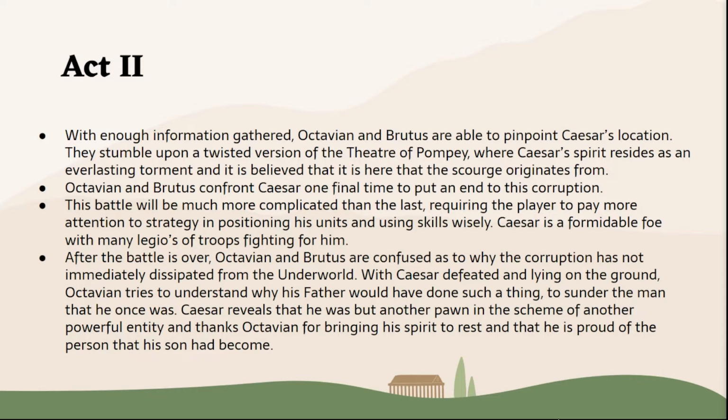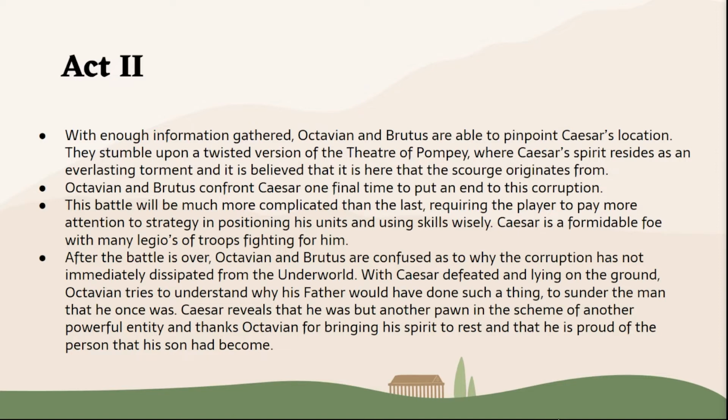It is here that Caesar's spirit resides in torment, like a ghost that haunts a place it is emotionally tethered to. Octavian and Brutus confront Caesar and engage in battle in hopes of ending the scourge once and for all. Caesar, however, is a formidable foe, with many legionaries definitely loyal to him, and the battle here will be much harder than the previous act, requiring the player to pay much more attention to strategy. My teammate will get into more of this later on.